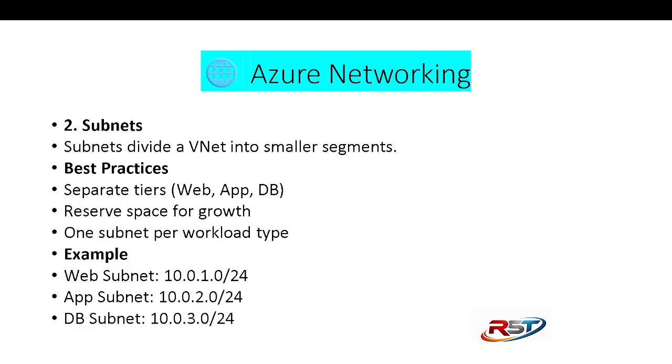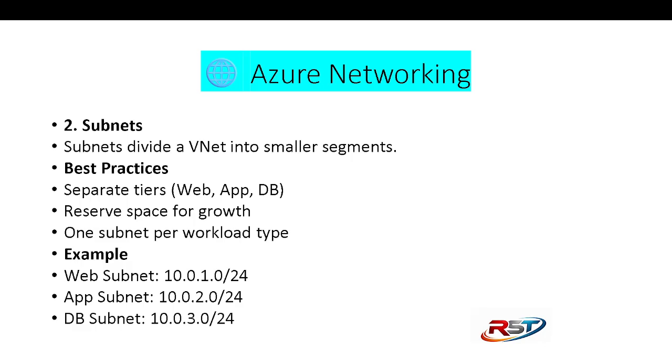But in our environment, these 65,536 IPs are not required at a time. So what we do is subnet. We divide it into partitions. Subnets help us with that. A subnet divides a VNet into smaller segments.